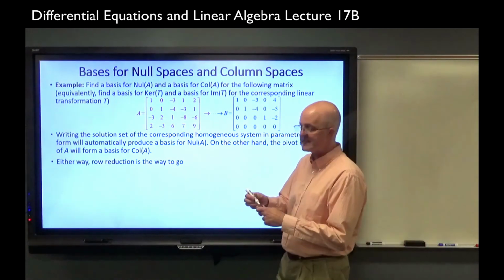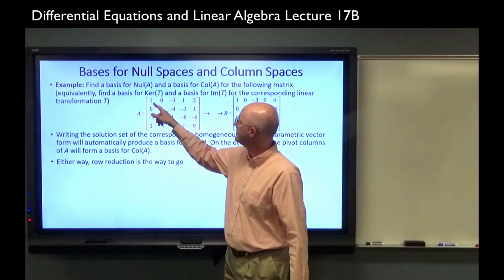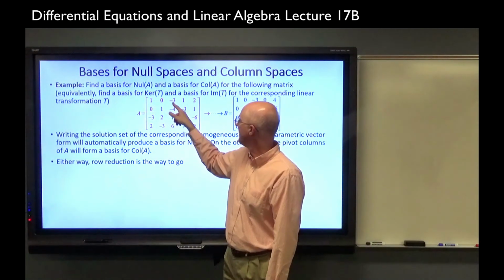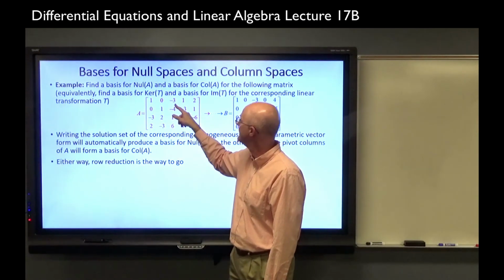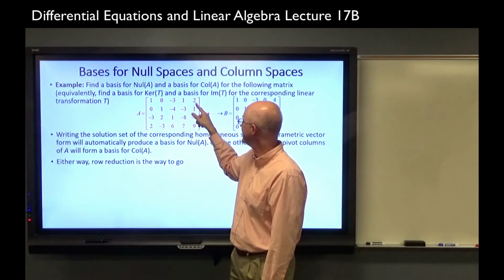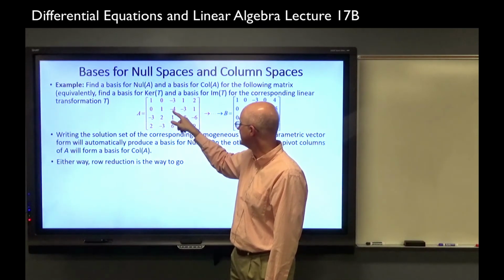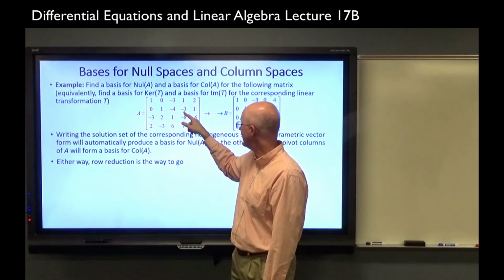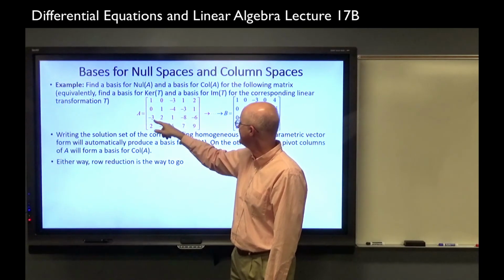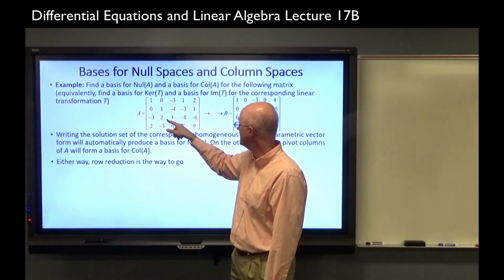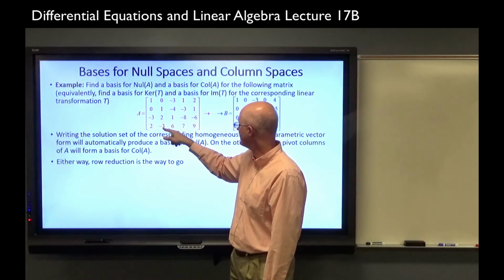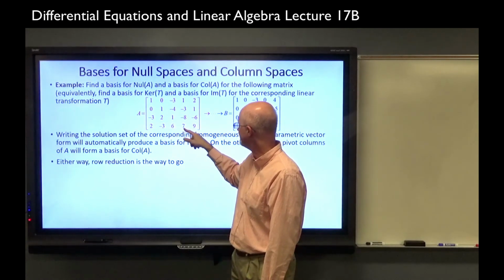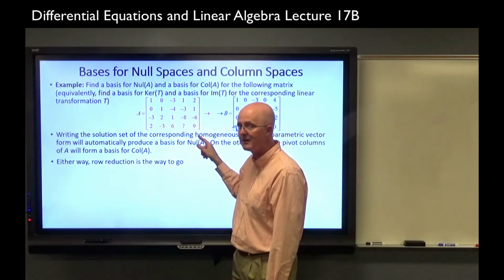The original system of equations was x1 minus 3x3 plus x4 plus 2x5 equals 0. Then x2 minus 4x3 minus 3x4 plus x5 equals 0. Negative 3x1 plus 2x2 plus x3 minus 8x4 minus 6x5 is 0. 2x1 minus 3x2 plus 6x3 plus 7x4 plus 9x5 equals 0.